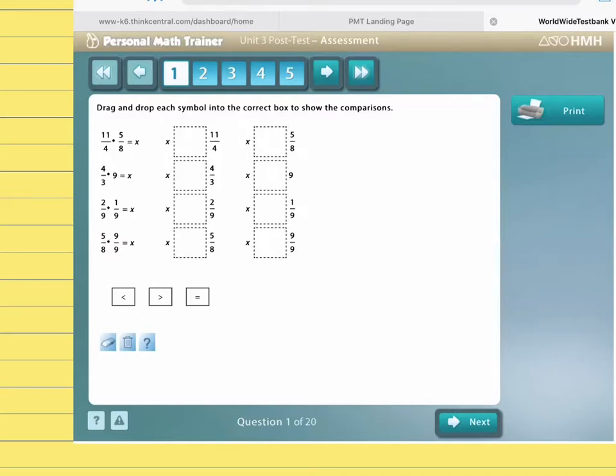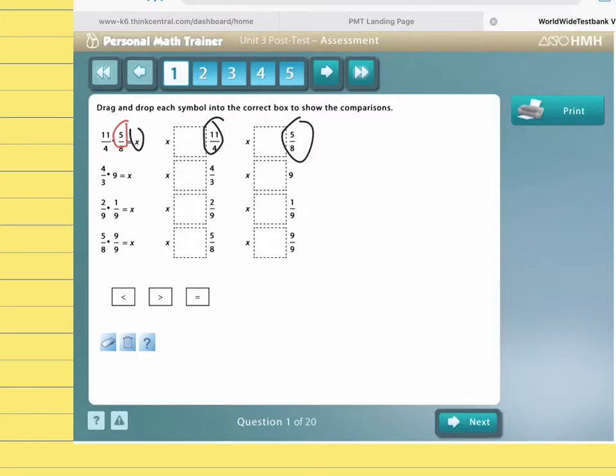So problem number 1, they're asking us to drag and drop, which we can't do on this iPad, into the correct box to show the comparisons. So looking at each problem, what they're asking here is X the answer. So is the answer in the first problem, well, in all the problems, greater, less than, or equal to the number shown? So the strategy here is you have to look at the other factor. So if you're asking if it's greater or less than 11/4, you have to look at the other factor. In this case, it is 5/8. And you say, is 5/8 greater or less than 1 or equal to 1?